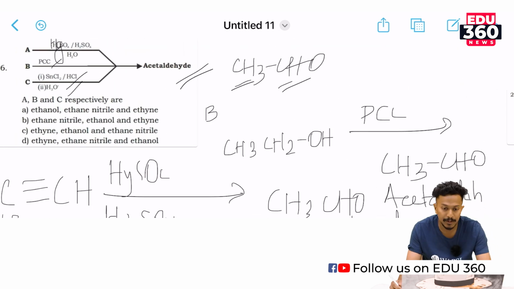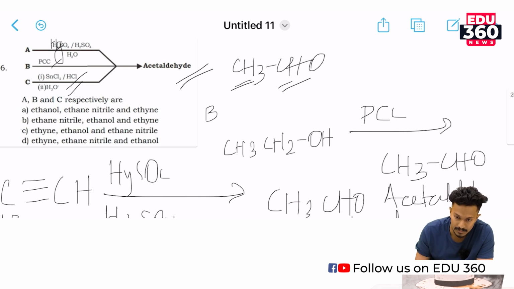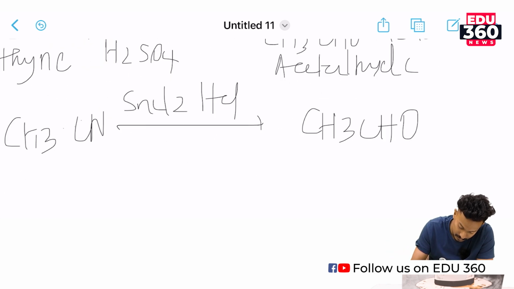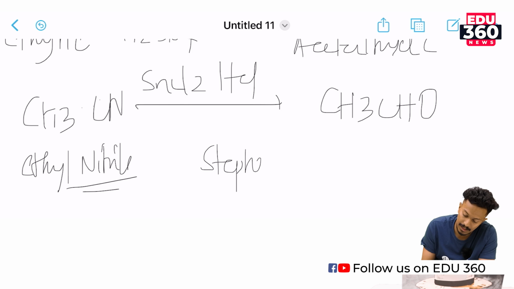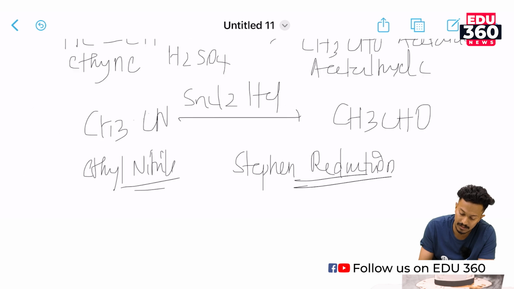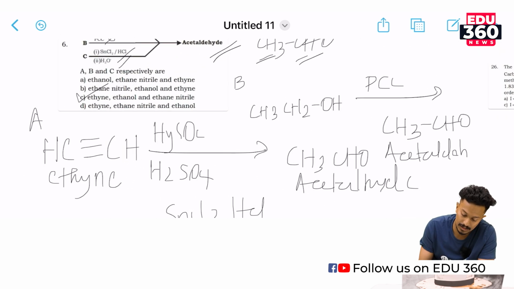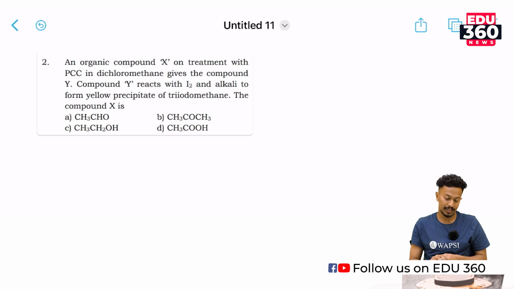So the correct option would be ethyne, ethanol and ethane nitrile. So the correct option would be option number C, CH3CN. This is ethyl nitrile. Stephen reduction is when a nitrile is reduced to an aldehyde. Okay, we will move on to our next question.